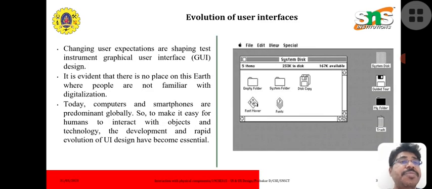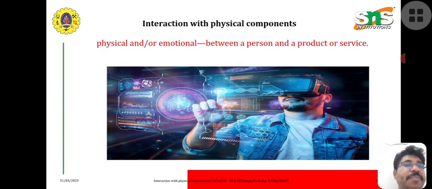Now the evolution of the user interface, in continuation with the previous one. I have mentioned this slide so that people get an idea of where we are and where we are going to take it. Today computers and smartphones predominate globally. To make it easy for humans to interact with objects and technology, the development and rapid evolution of user interface design has become essential and successful.